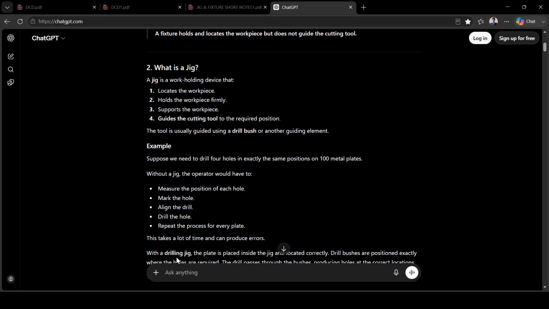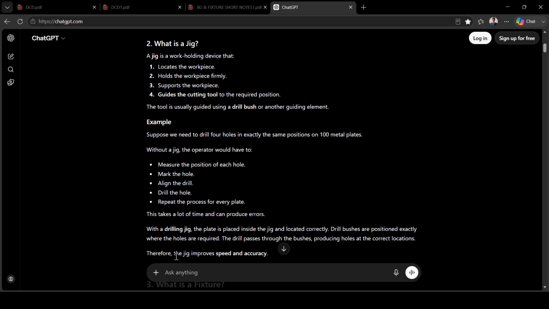So what is a jig? A jig is a work handling device. A jig is a work holding device that locates the workpiece, holds the workpiece firmly, supports the workpiece, and guides the cutting tool to the required position. The tool is usually guided using a drill bush or another guiding element.